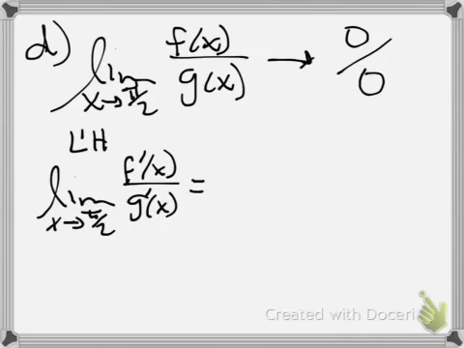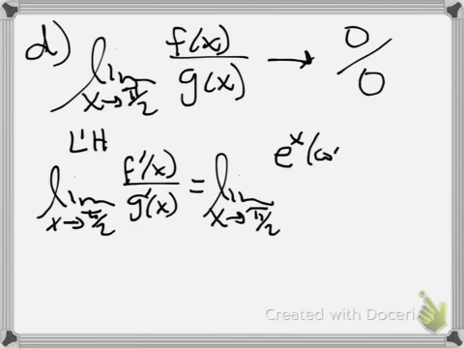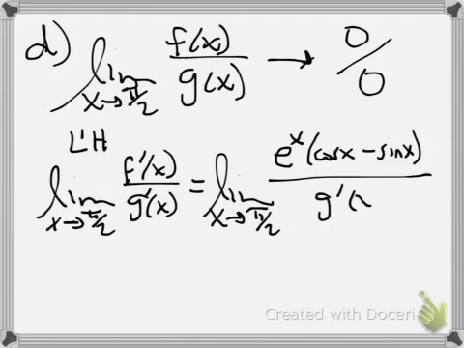So now when we take a look at this, we already said that the numerator here is going to be e to the x from an earlier problem, cosine of x times cosine of x minus sine of x. And then over g prime, and we have to go get the values for g prime. So the numerator, when I plug in pi over 2, cosine is going to become 0, sine of pi over 2 is 1, so we're going to have negative 1. So our numerator is going to become negative e to the pi over 2.